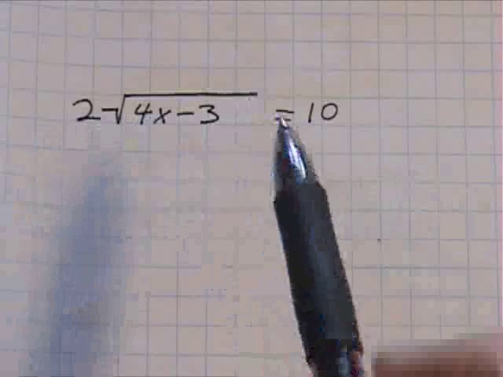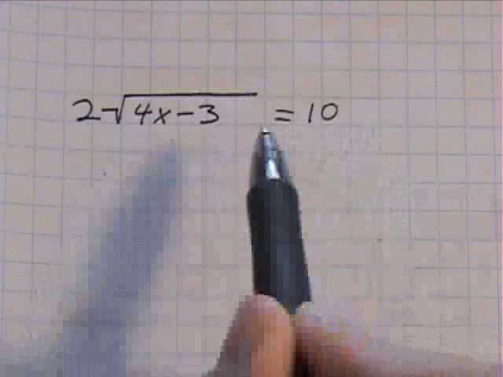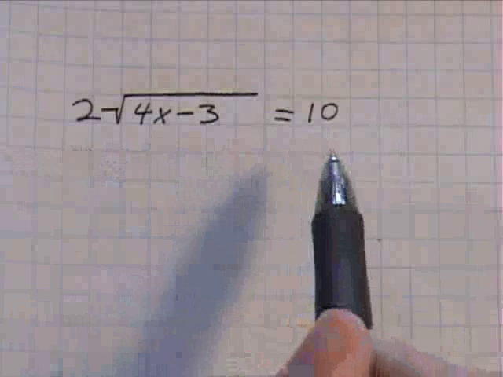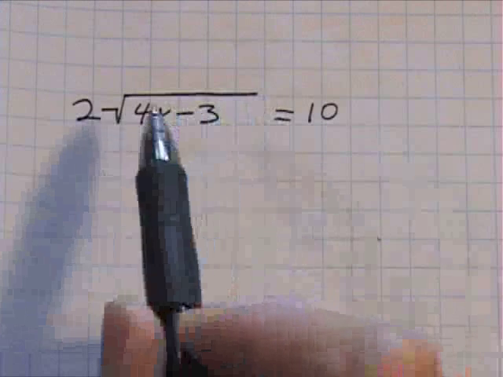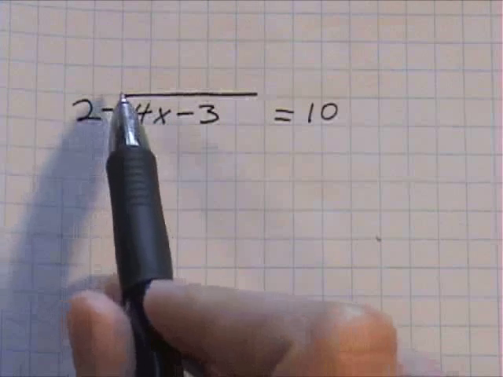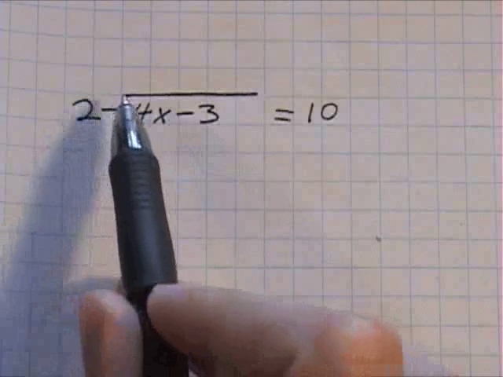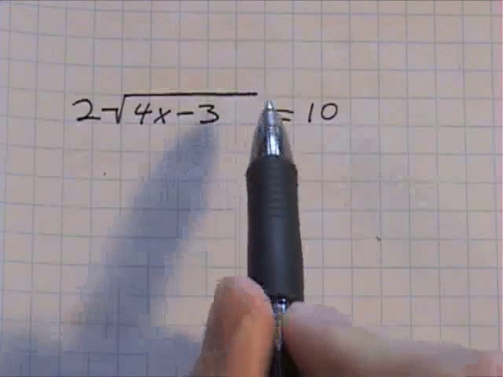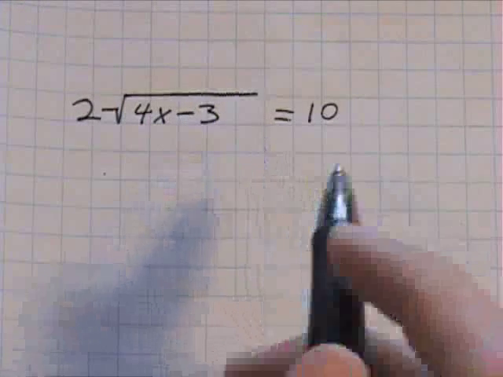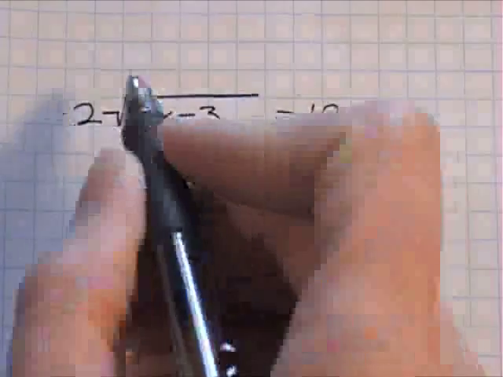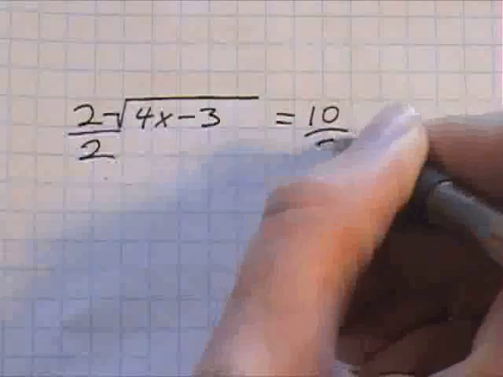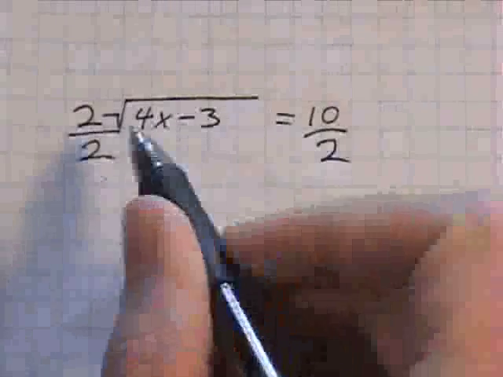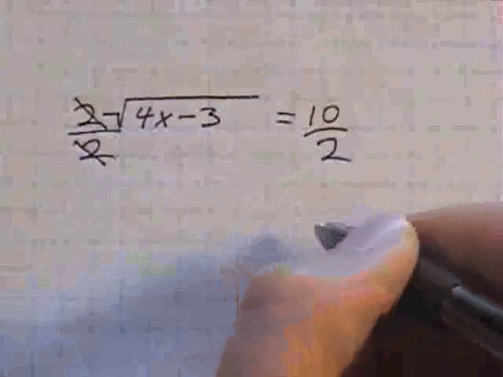And then you're going to raise each side, because whatever you do to one side you do to the other side, to the power that is the same as the index here. In this case the index is 2, so you're going to raise each side to the power of 2. So first, remember, we're going to isolate the radical sign. So let's divide each side by 2 to get rid of this coefficient over here.